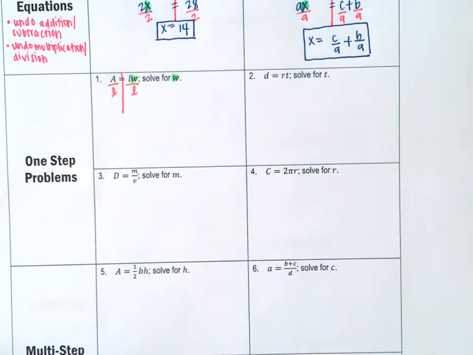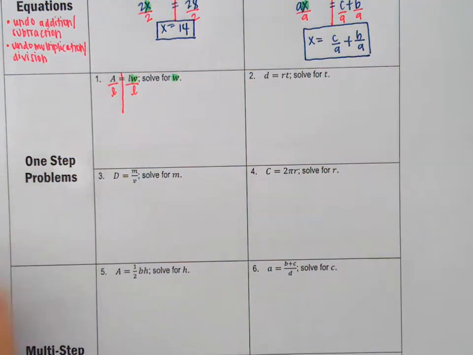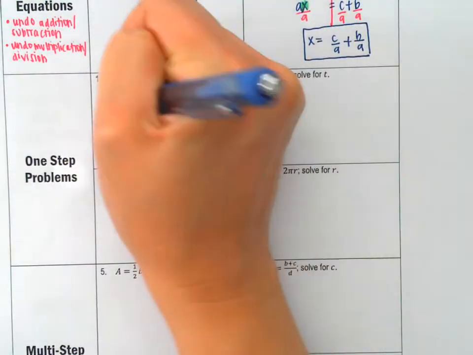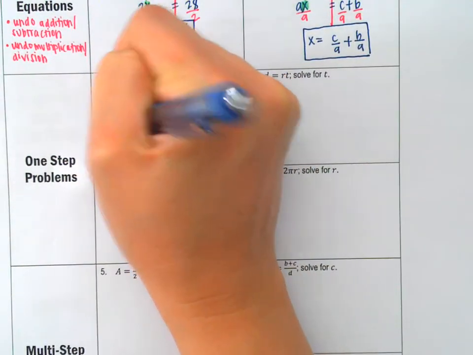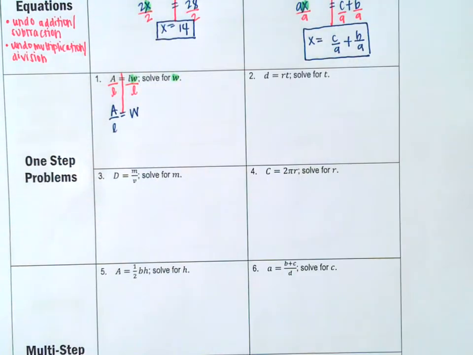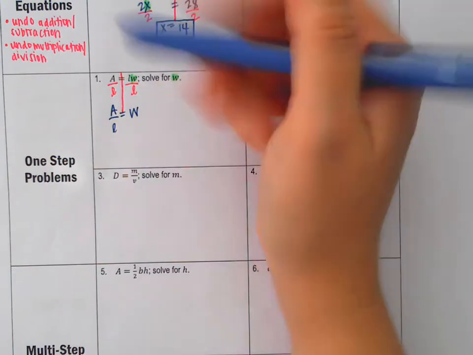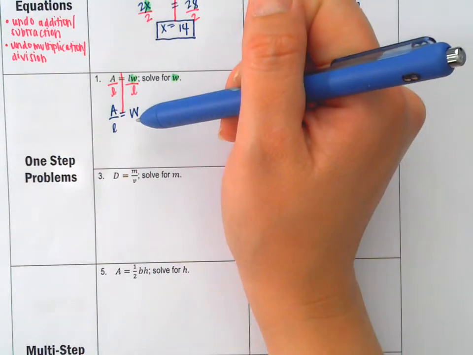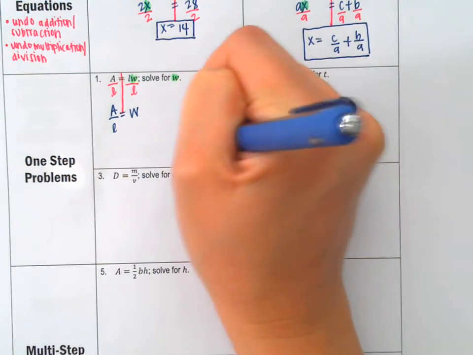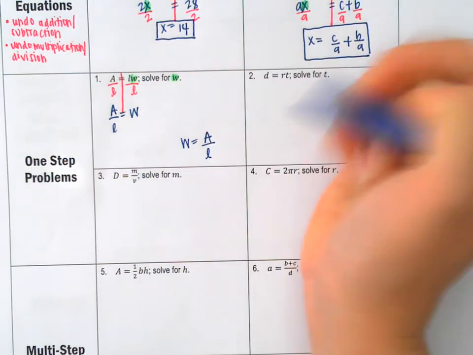That's just a cursive L, because sometimes my L's look like ones. So now we have A divided by L equals L divided by L, which is 1 W. So did we get W by itself? Yes, there's nothing else on this side of the equation. So I'm done. I have W is equal to A divided by L.